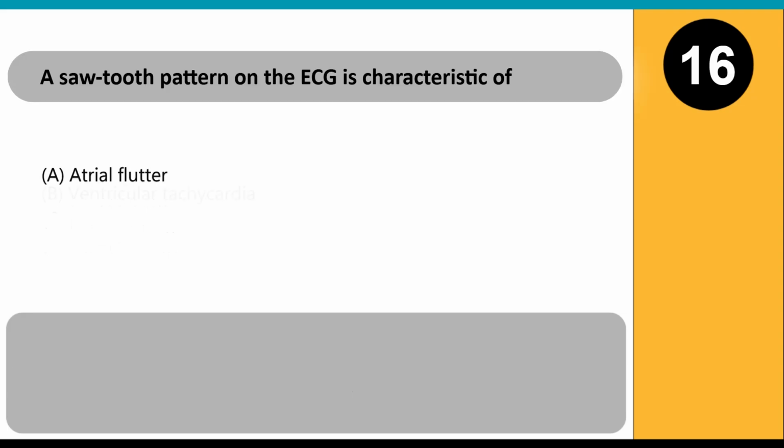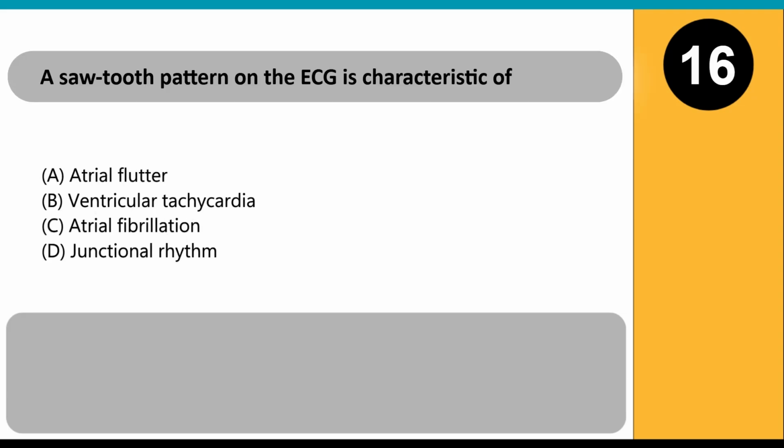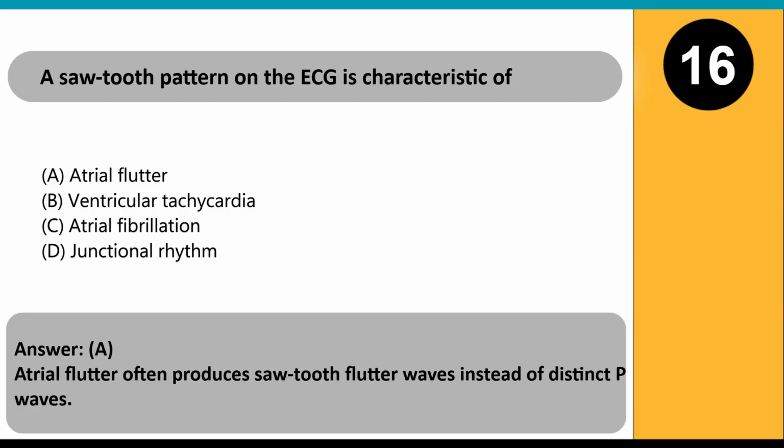A sawtooth pattern on the ECG is characteristic of: A. Atrial flutter. B. Ventricular tachycardia. C. Atrial fibrillation. D. Junctional rhythm. Answer A. Atrial flutter often produces sawtooth flutter waves instead of distinct P waves.